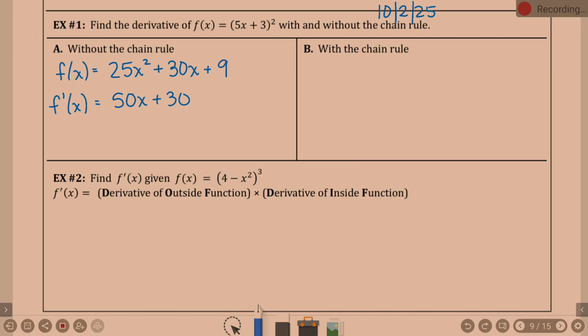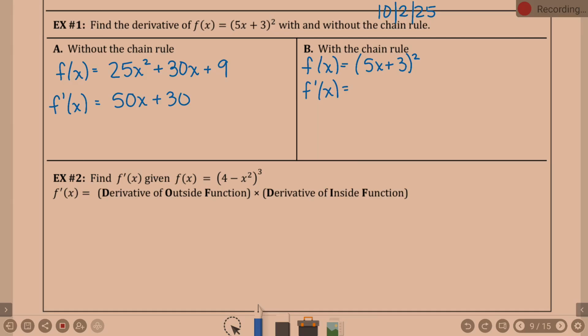Now, the idea with the chain rule. So I'm going to write down the original problem. f of x is (5x plus 3) quantity squared. When we do the derivative via chain rule, first of all, the reason this has to be a chain rule problem, if you're not going to FOIL it out, is that we have an outside function and we have an inside function. So what is our outside function? Square. The outside function is that we have something squared.